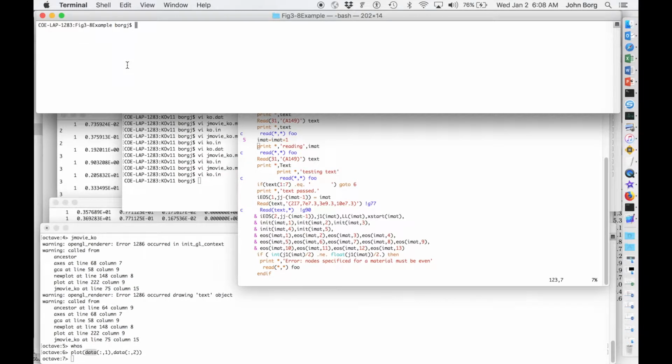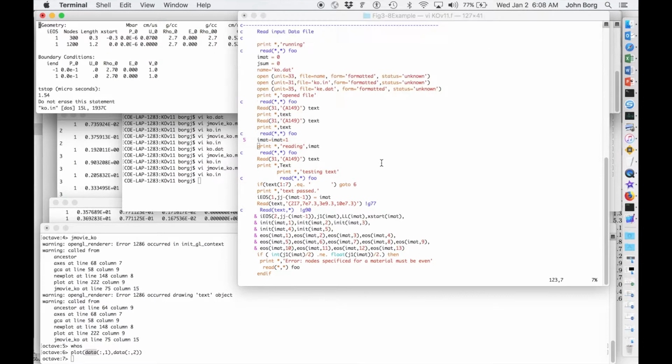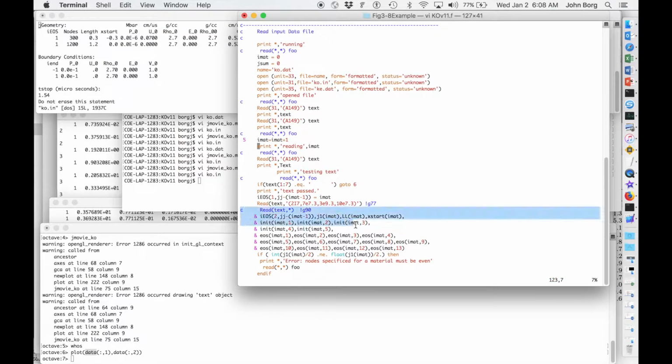So I thought I'd spend just a minute talking about the input file. So let me bring it up here. So here's the input file that you've seen in some of the other videos. And in order to talk about the input file, I think we really need to start with KO, the code itself, and have a look at the read statement. So this is a section of the code around line 123. And this is the read statement for inputting the material properties for a given material insert within KO.